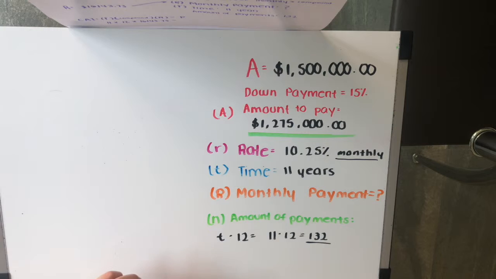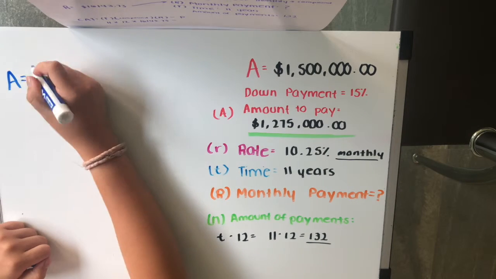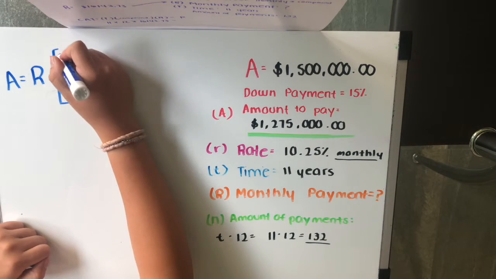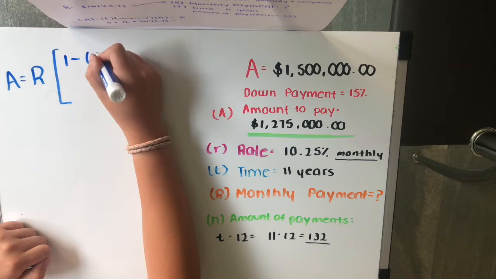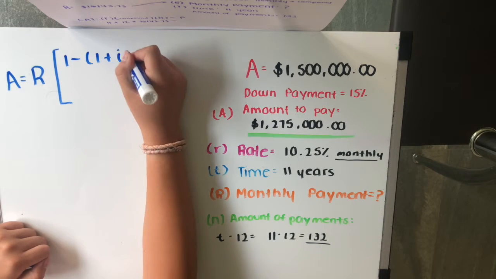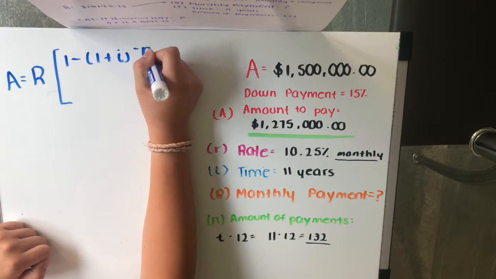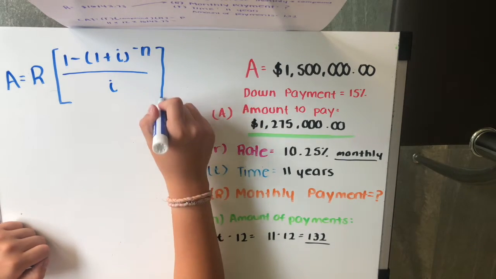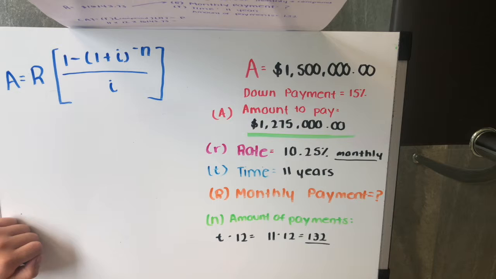To get our monthly payment, we are going to use the following formula. A equals R times, in parentheses, 1 minus parentheses, 1 plus I parentheses, to the negative n, close parentheses, divided by I. In this formula, we have all values except R. This is our monthly payment we are looking for.